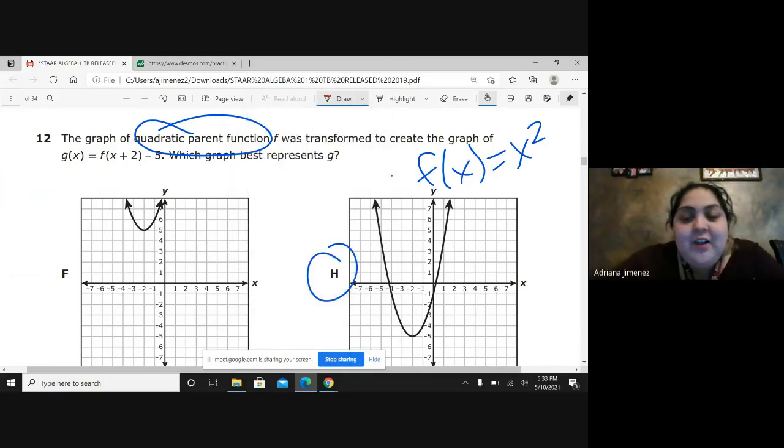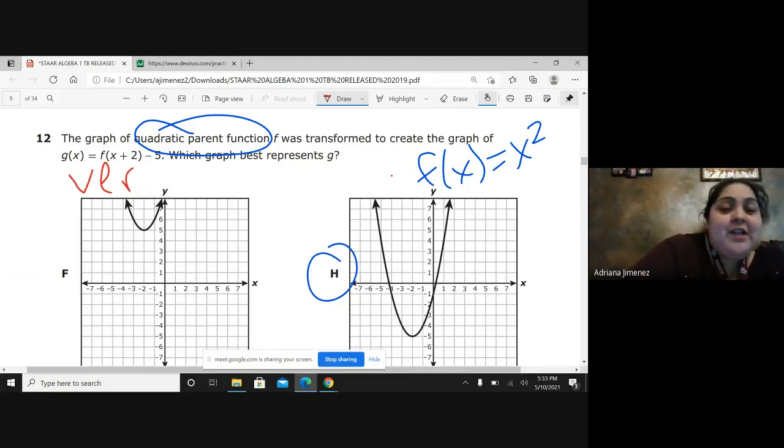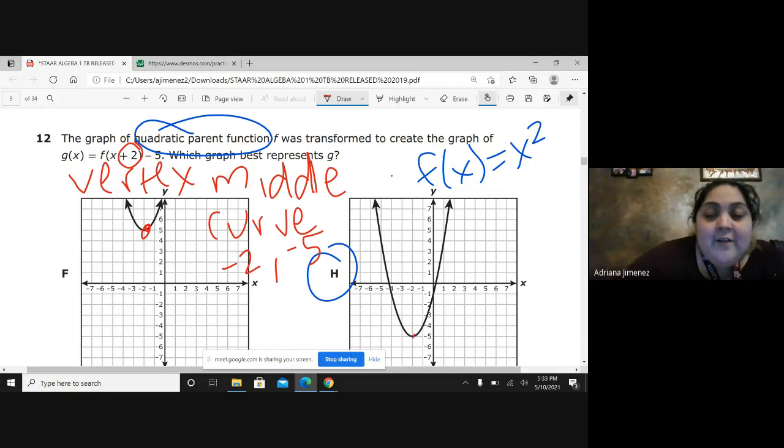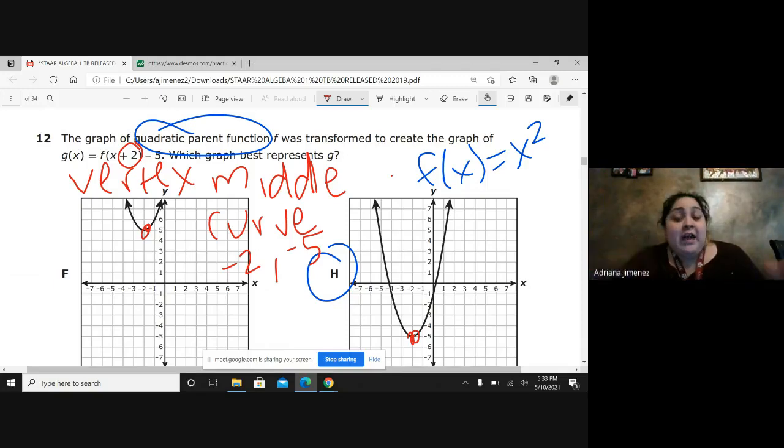Let's say you just forgot that. Okay. If you forgot that, I hope that you remember that in order to write the vertex, which is the middle of the curve, you do the opposite of the parentheses. So opposite of that is -2, and you take the number on the outside, which is -5. So all you're doing is looking at the middle of the curve and figuring out which one has -2, -5 in it. Okay?